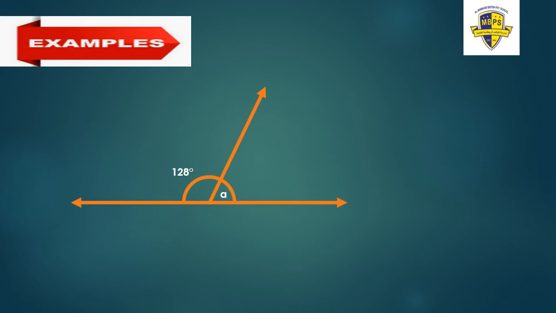Now, one more example. Again, we have a straight line, a straight angle. We divide it into two angles. One is 128 and you have to find the measure of A. So what are you doing here? Excellent, we will do 180 minus 128 equals 52 degrees. So here A equals 52 degrees.